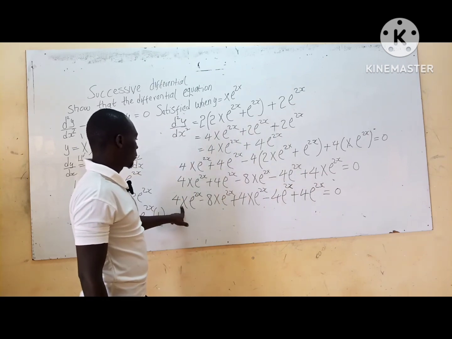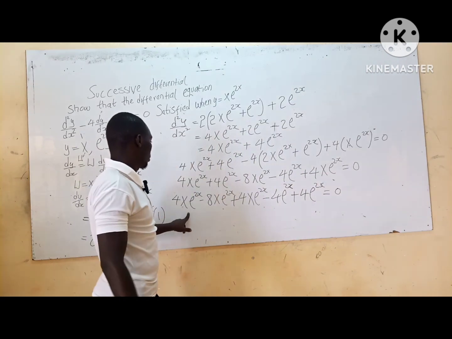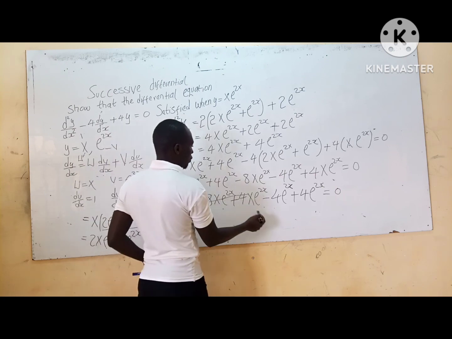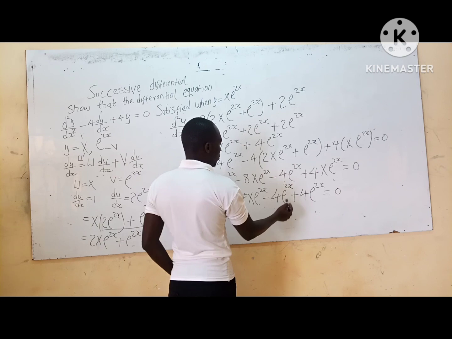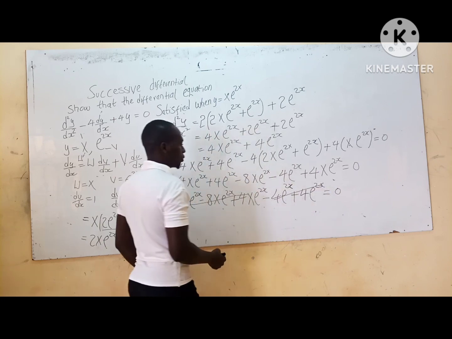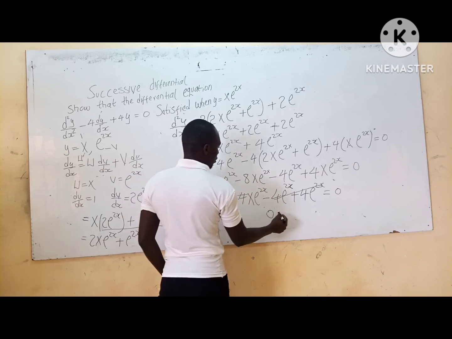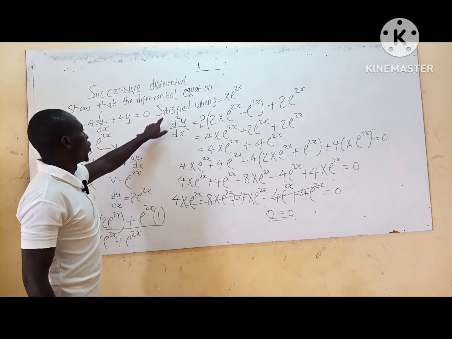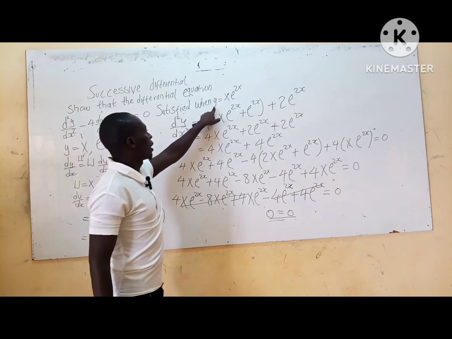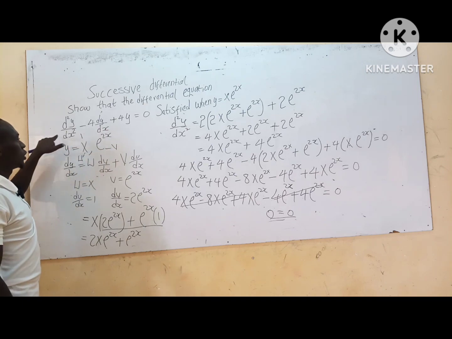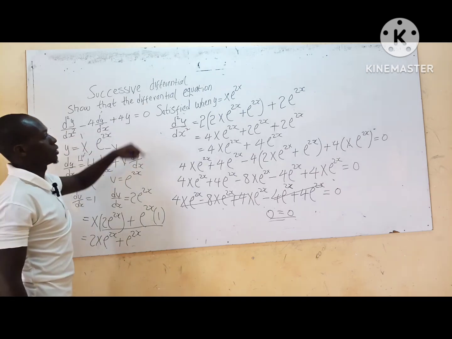So here we are going to have this one and this one. This one is going to be cancelling out to be 0, and this one is a negative exponential 2x, positive, this one will be cancelling out to be 0. So here 0 is equal to 0. To mean that we've satisfied when y is equal to this one, by replacing in this equation, we are going to have 0 is equal to 0.